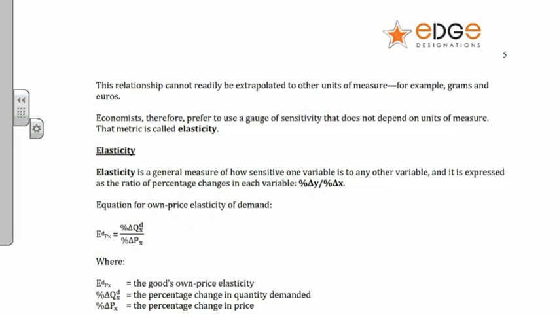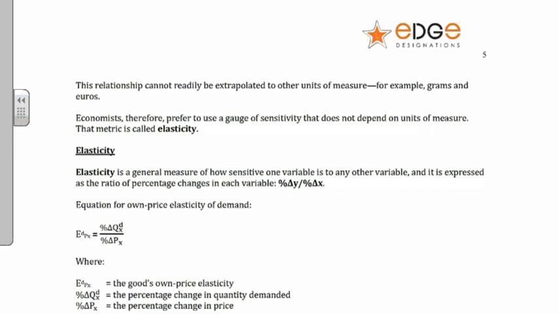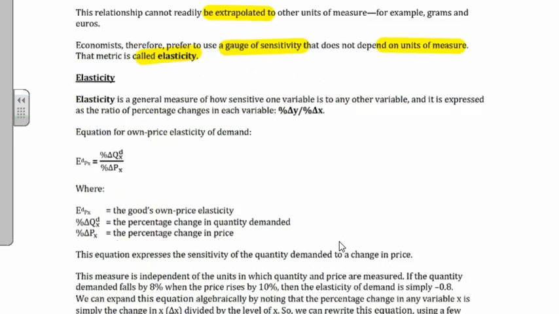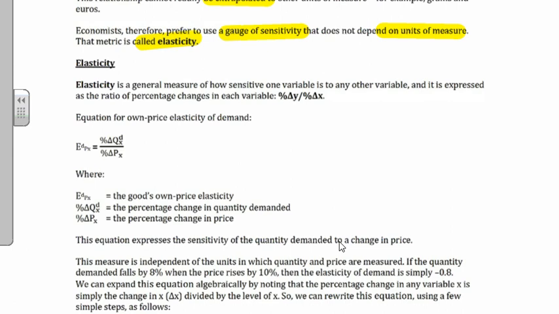Economists, therefore, just one stage up. This particular relationship is difficult to extrapolate to other units of measure, onto things like grams, euros, things like that. Quantity is a little bit easier, but other units of measure not so much. Based on that, economists want to use a measure of sensitivity that's not dependent on units of measure. And we call this measure, guys, the measure of elasticity. It's a sensitivity measure. So elasticity is the general measure of sensitivity of just one variable to another.